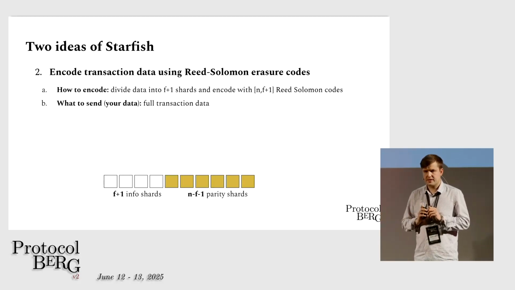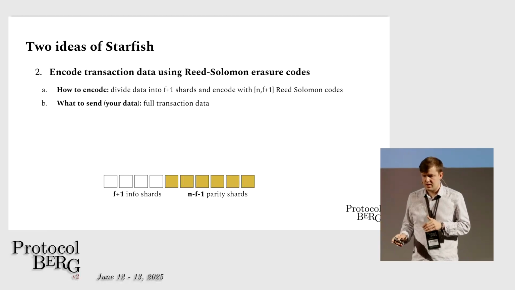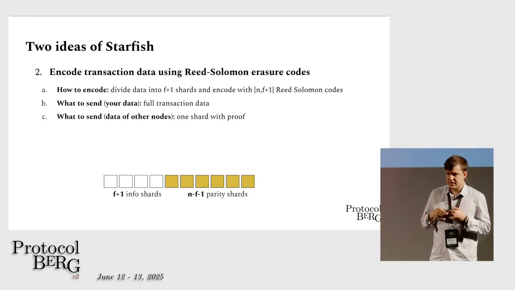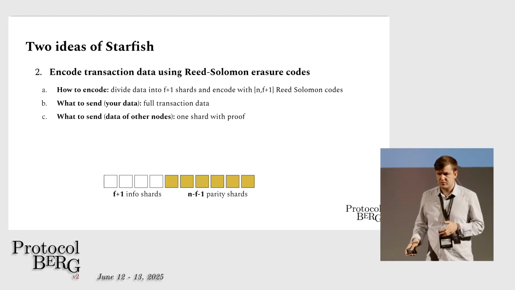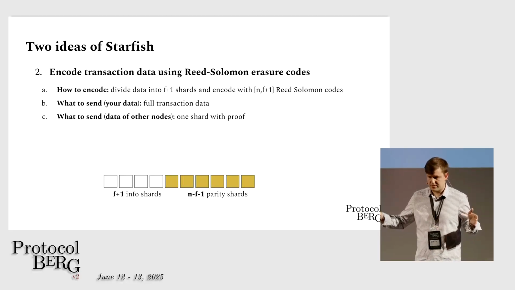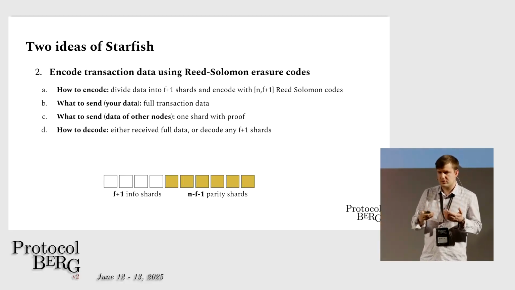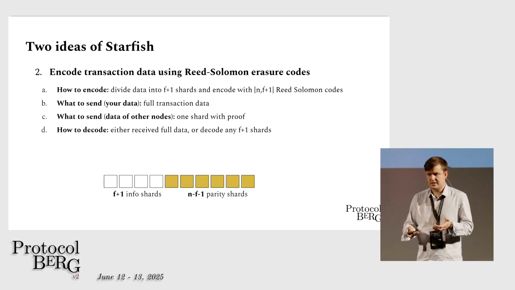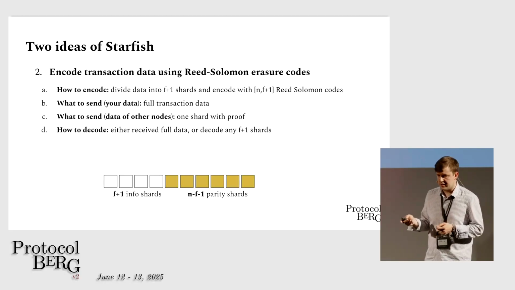When you are a block creator, then you definitely need to share the full transaction data you are aware of with every other validator. But if you are not a block creator, then you're responsible for only one shard. And of course, you need to have some kind of proof to show that it's part of the full encoded codeword. Then when you want to have access to the data, you either receive the full data from the block creator, or you can decode from any F+1 shards.